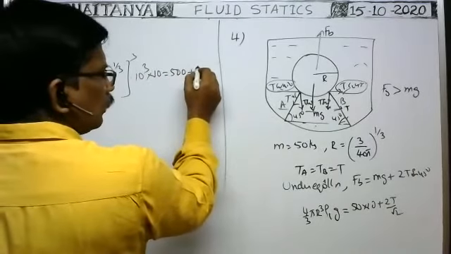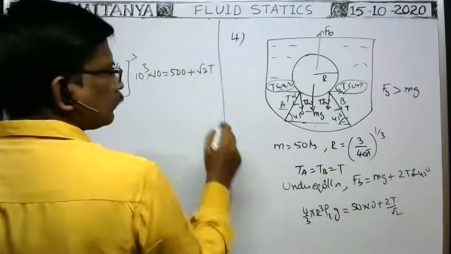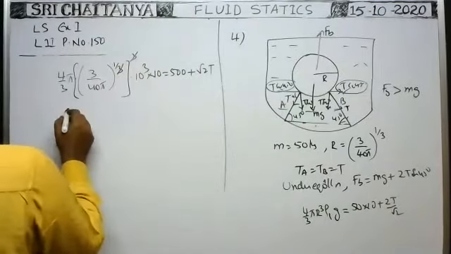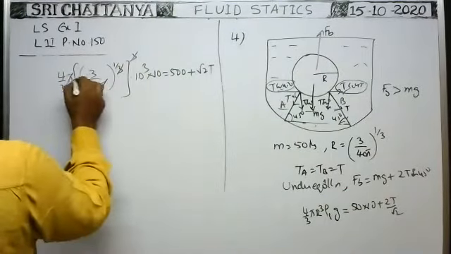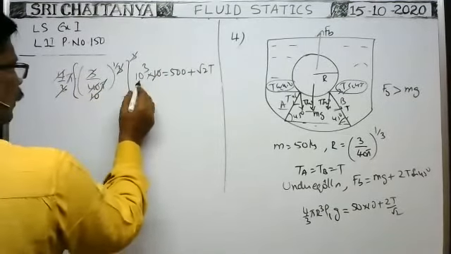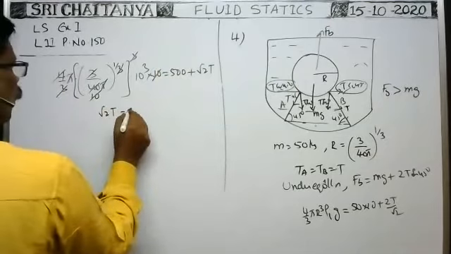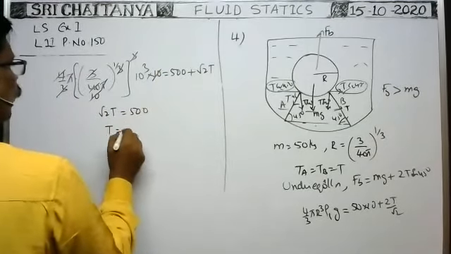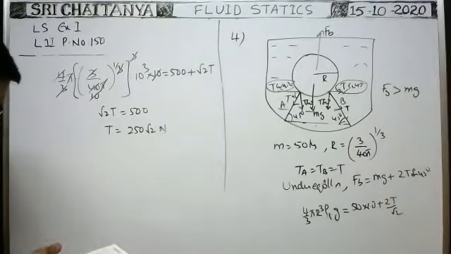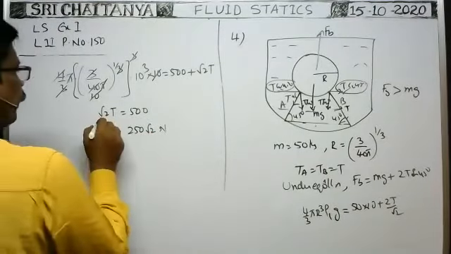plus root 2 T. So here 3 cancels, 5 cancels, 3 cancels, 4 tens, this 10 and this 10 cancel, 1000. So root 2 T is equal to 500, or T is equal to 250 root 2 Newton. 250 root 2 Newton.